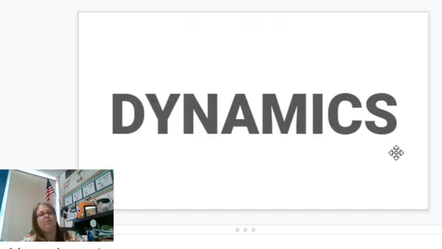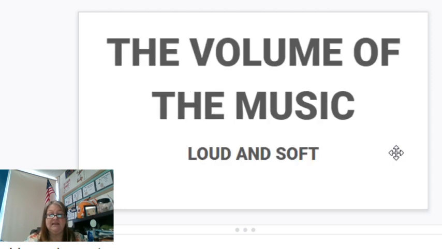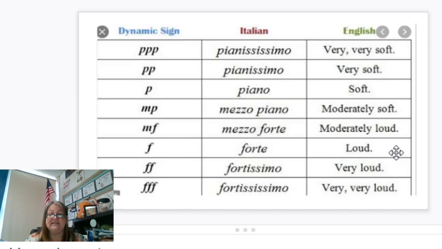Dynamics. Here's another word we haven't looked at yet. Well, we have, but we haven't. We used it when we were doing sound, which I didn't put any sound in these slides. I need to go back and add it. Dynamics is the volume of the music, how loud or how soft it is.